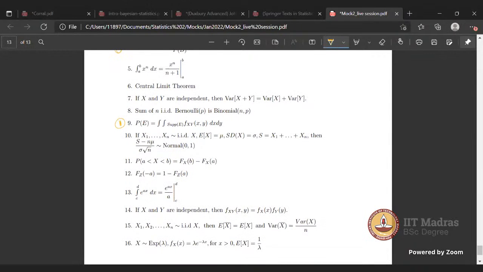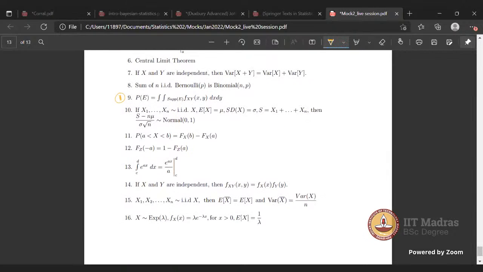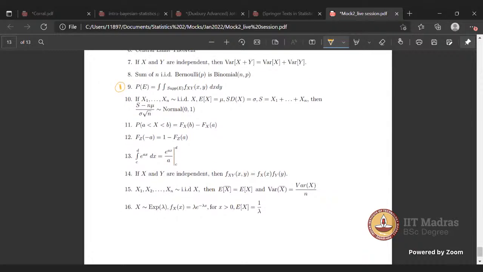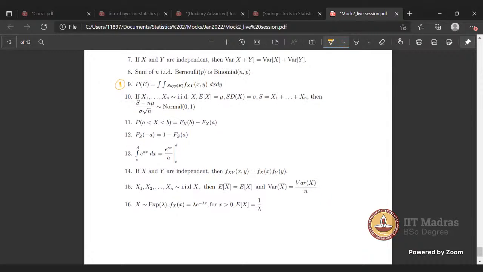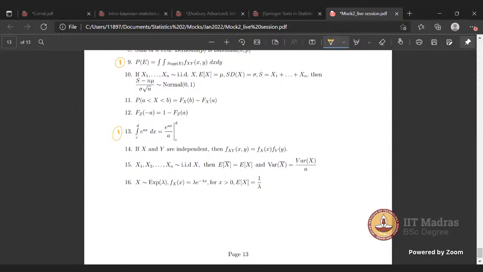Now, if I look at the 10th option, of course, I haven't used it. The 11th also, I haven't used it. The 12th, again, is the normal distribution. Now, if I look at this option, I know I have used this integration formula for my first problem. Again, the 14th, I know I have used it in my first problem. Again, the 16th, I have used it in my first problem.